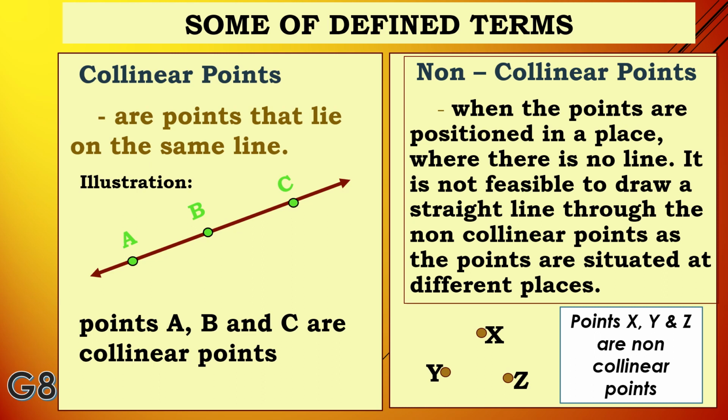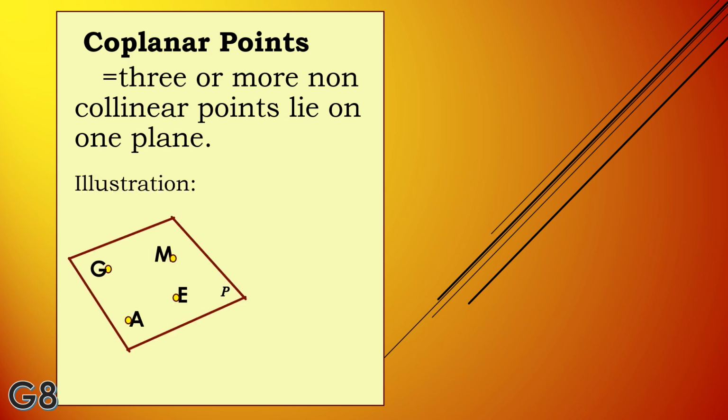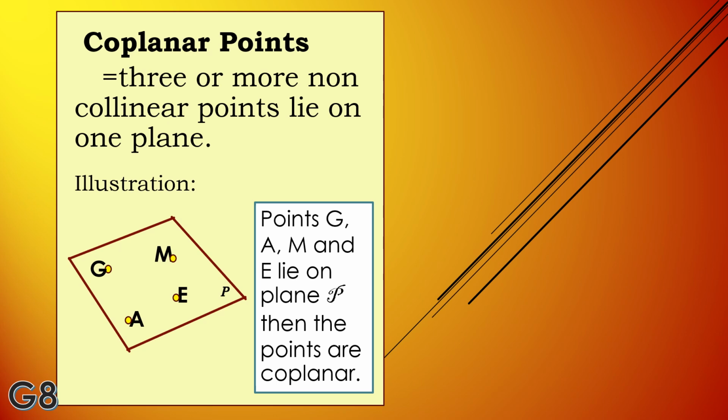Therefore, the points X, Y, and Z are called non-collinear points. Another one is coplanar points. These are 3 or more non-collinear points that lie on one plane. Say, for example, in this figure, we have 4 points that lie on one plane: points G, A, M, and E lie on plane P. Then, these points are said to be coplanar points.